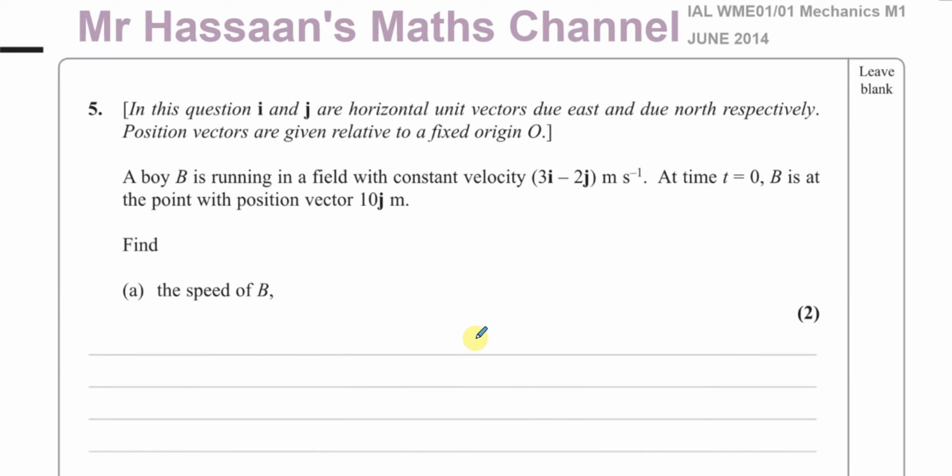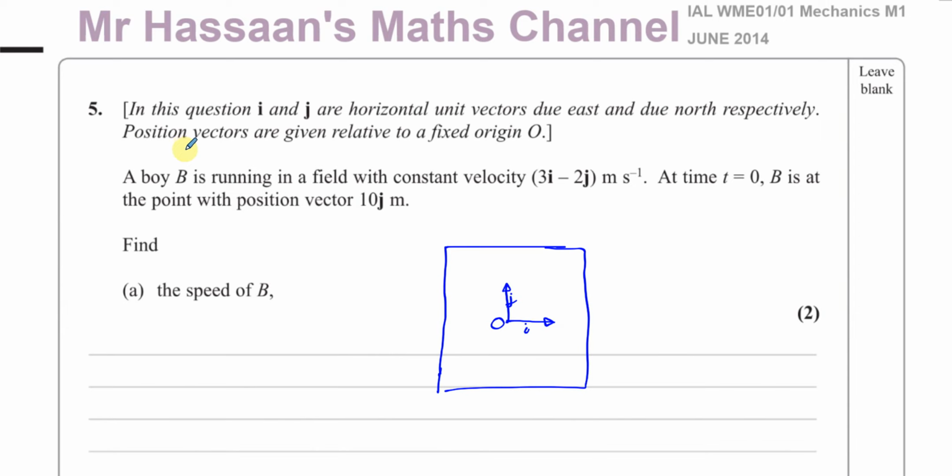Okay, so 5 part A first tells us that in this question, i and j are horizontal unit vectors due east and due north respectively. It's like you're looking down on a page that's horizontal on the table. i would be in this direction and j in that direction. This would be your i component, 1 unit in the x direction basically, and the j component is 1 unit in the y direction. That's what it means from a fixed origin O.